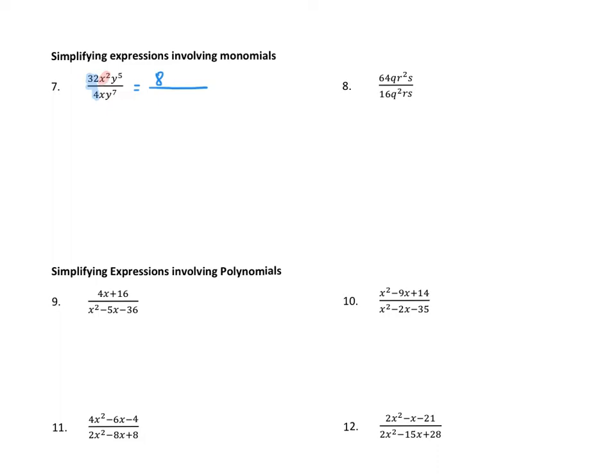Then I'm going to look at simplifying the variables that are the same. So I have x squared and I have x. If I have 2 x's on top and 1 x on the bottom, I'm going to have 1 x left on top. Now I'm going to simplify the y's. I have 5 y's on top and 7 y's on the bottom, so I'm going to be left with 2 y's in the bottom. And this would be my final answer.